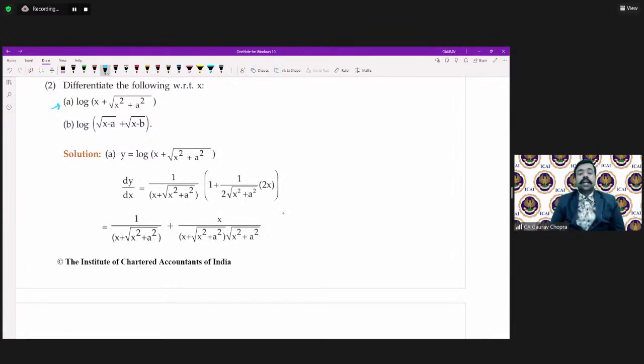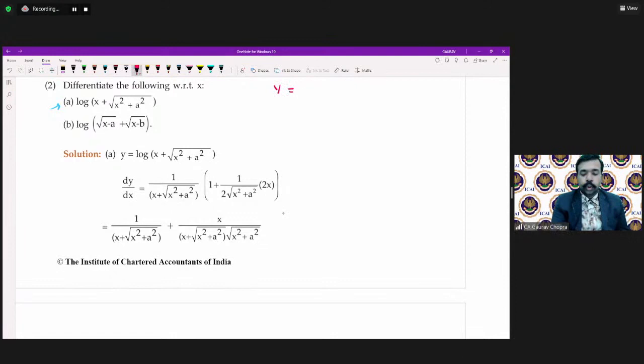Now see, here there are multiple functions. So whenever there are multiple functions, we have to apply the chain rule. What is the first function? This is log of something. So first of all, we have to solve for the logarithm. What is the derivative of log of x? It is simply 1 upon x. So first we apply the derivative of the logarithm. After that, whatever is in the bracket, we have to find the derivative of that part, right? So let us do this.